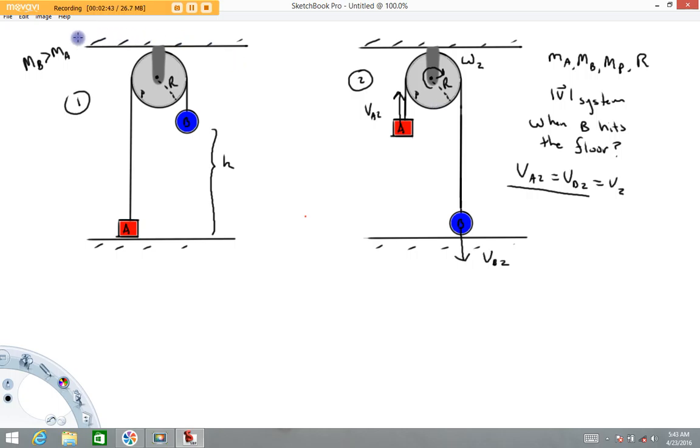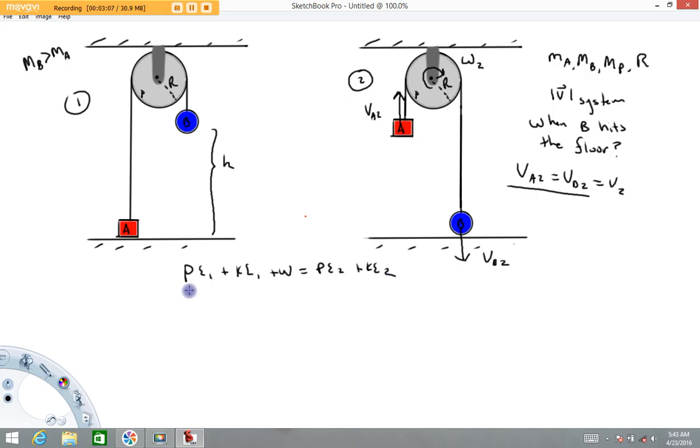So we've got our picture 1, with all the relevant info labeled, including this height here. We've got our picture 2, with all velocity vectors labeled: VA2, VB2, and our angular velocity vector. Now just write out the work energy equation: PE1 plus KE1 plus work equals PE2 plus KE2.